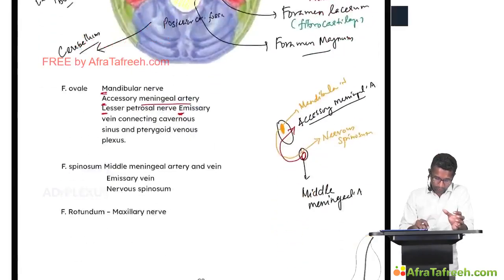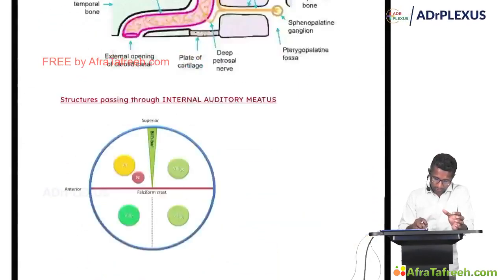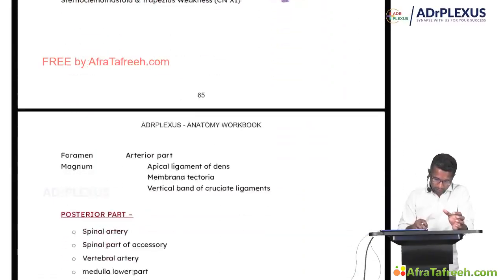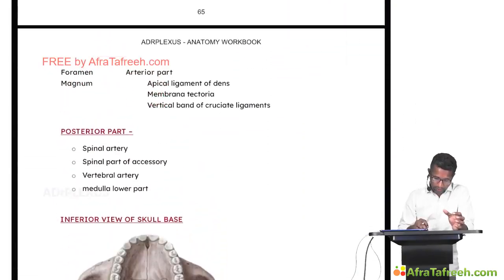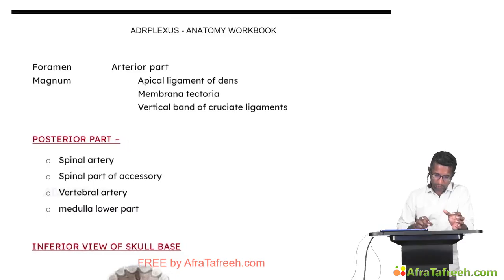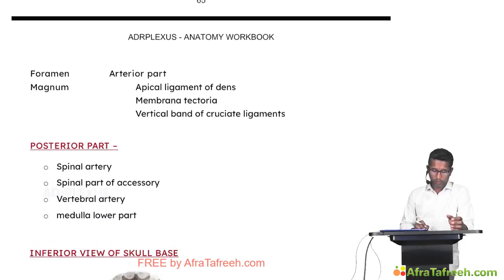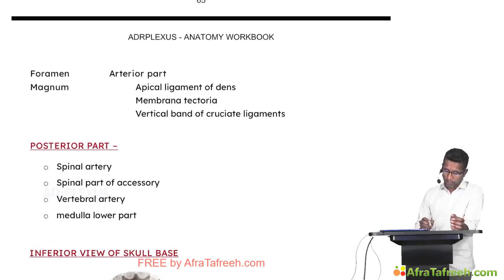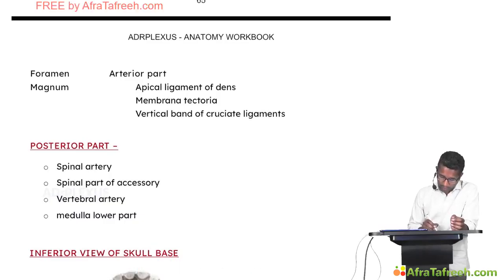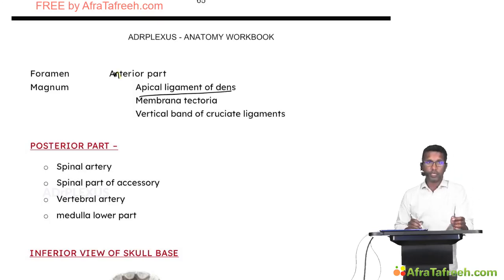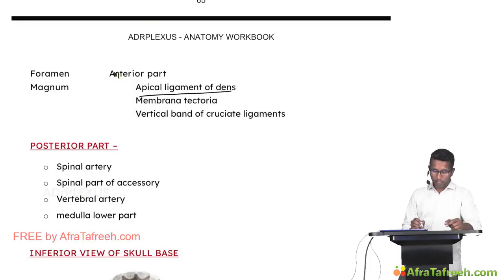These are all the structures which are passing through the foramen magnum. If you see the foramen magnum, you can see the anterior part. It is not the arterial part, it is the anterior part. In the anterior part, you can see the apical ligament of dens.